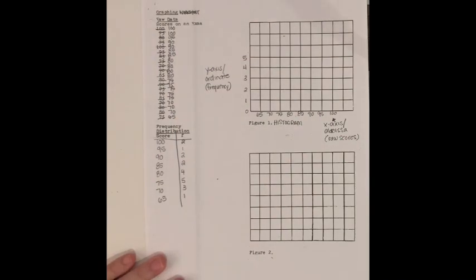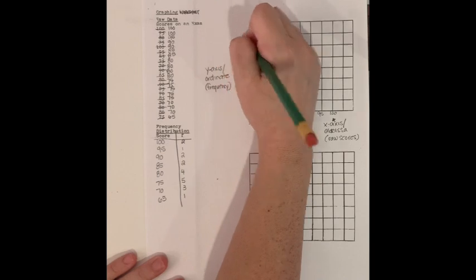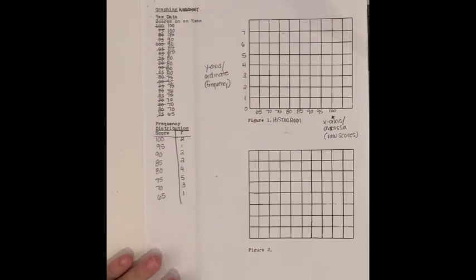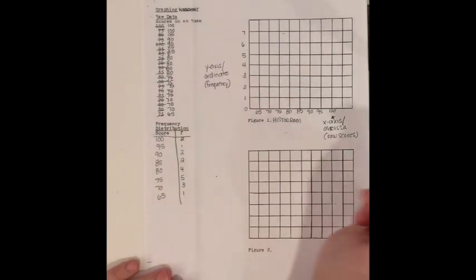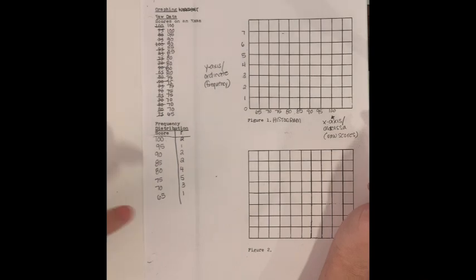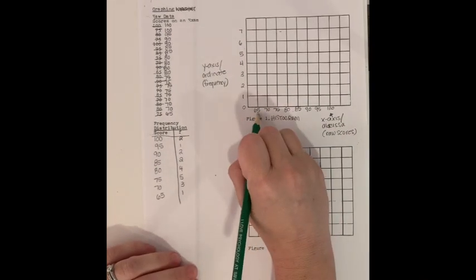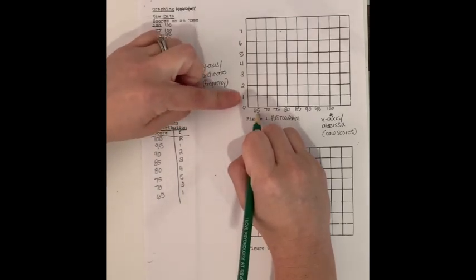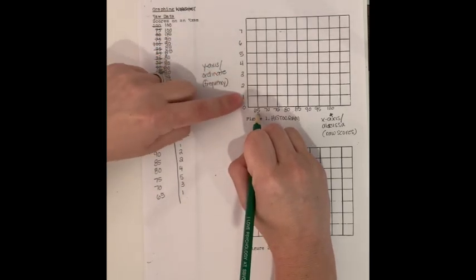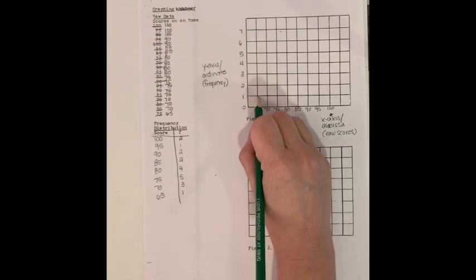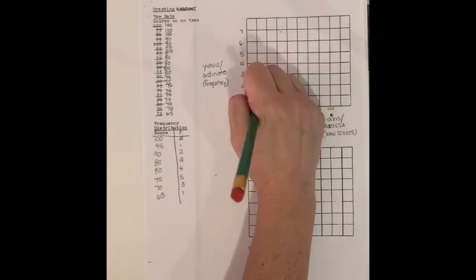And I could just go up to 5 because that is the highest number that I have, but I'll just go all the way for funsies. All right, so now we're ready to plot our data, and that is to make dots at the intersection of the two values. So for 65, we have a frequency of 1. So I'm going to go to the 65 raw score on the x-axis and the frequency count of 1 on the y-axis. I'm gonna move my fingers together, and I'm gonna put a dot at the intersect.